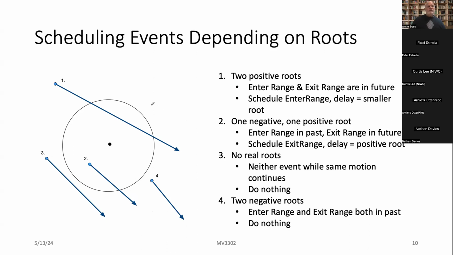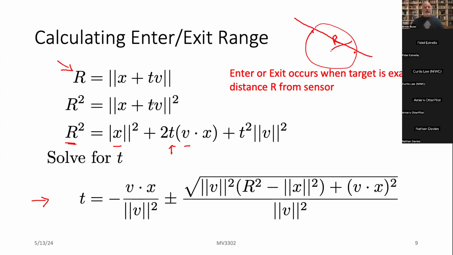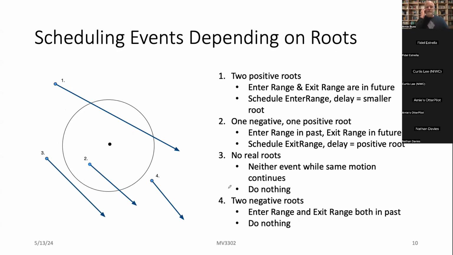Now, we can't hold a picture up to the computer and say, okay, figure out what this is. Maybe with the new generative AIs we can, but what we have is this equation for the roots, and can we figure that out? Well, the answer is yes. If we have two positive roots, then that means that we are in this situation. And then we can schedule the enter range with a delay of the smaller root, because the larger root takes us out.